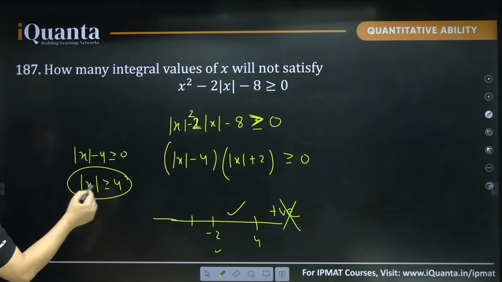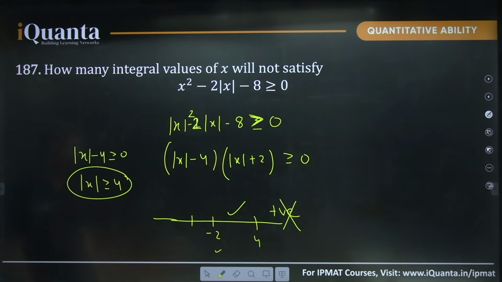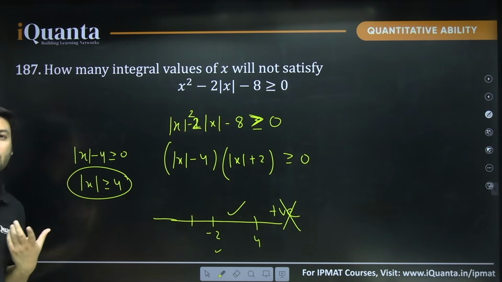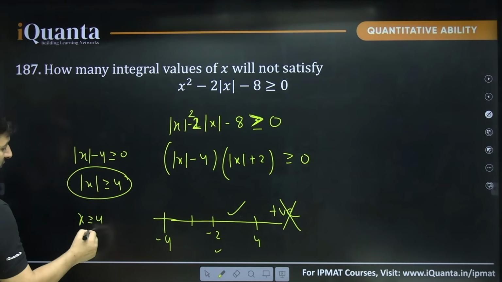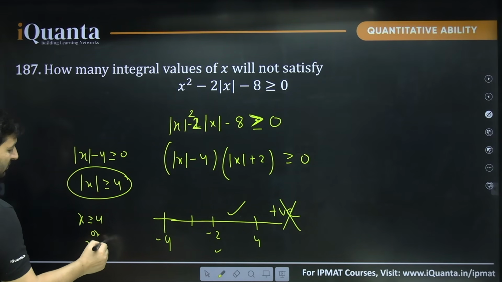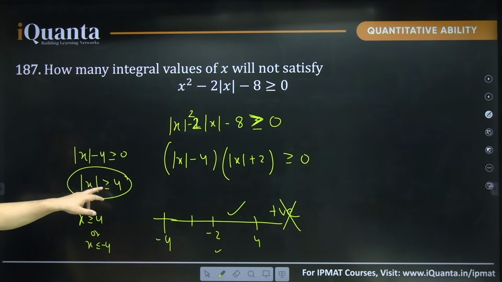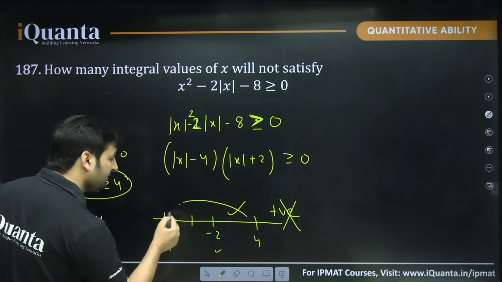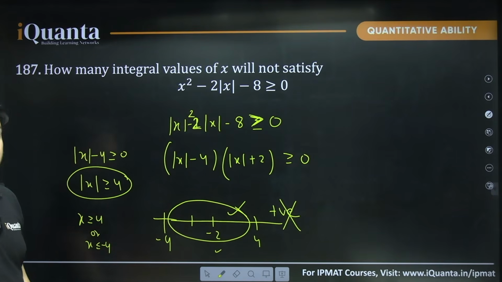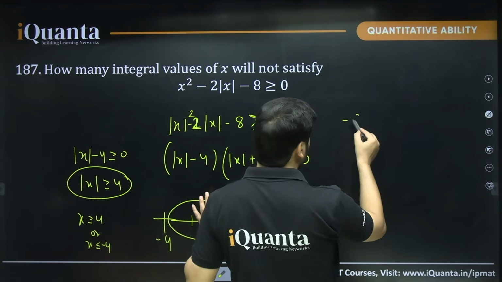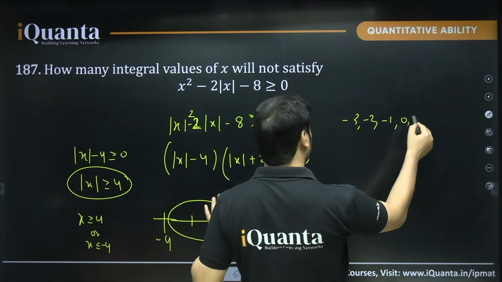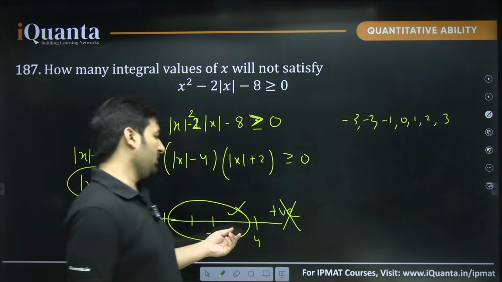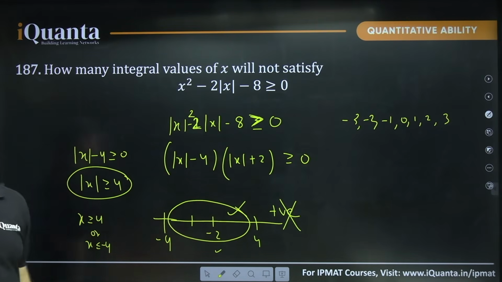Can I say that mod x will be greater than or equal to 4? That happens when x is 4 or more. x should be greater than or equal to 4 or x should be less than or equal to minus 4, because for these values this will satisfy. I want those values for which the equation will not be satisfied, that means I am looking for integral values between 4 and minus 4. What are the integral values of x between minus 4 and 4? Those are minus 3, minus 2, minus 1, 0, 1, 2, 3. Not exactly 4 and minus 4 because they will make it equal to 0, which is satisfied.